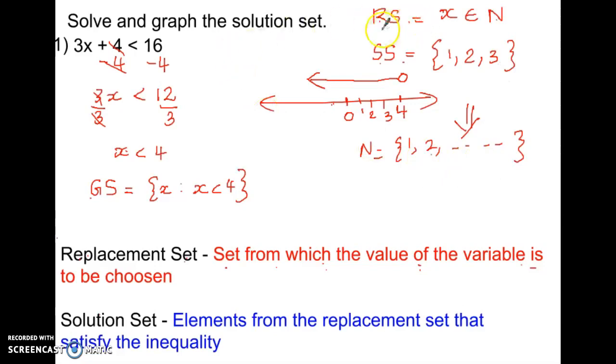So in this question, if the replacement set is the set of x such that x belongs to the natural numbers, then the solution set will not be an infinite set, but a finite set. The general solution was an infinite set, the set of all x such that x is less than 4. But now, since there's a restriction on the domain saying that x has to be a natural number, from this general solution set I was choosing and picking only the numbers that satisfied the condition over here.